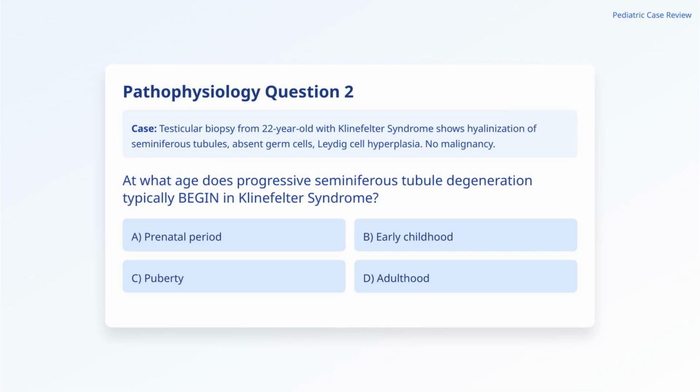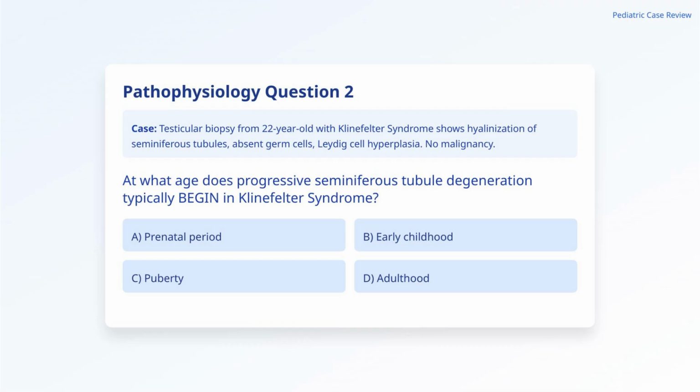Case scenario: testicular biopsy from a 22-year-old male with Klinefelter syndrome shows hyalinization of seminiferous tubules, complete absence of germ cells, and Leydig cell hyperplasia. There is no evidence of malignancy on histopathologic examination. Question: at what age does progressive seminiferous tubule degeneration typically begin in Klinefelter syndrome?